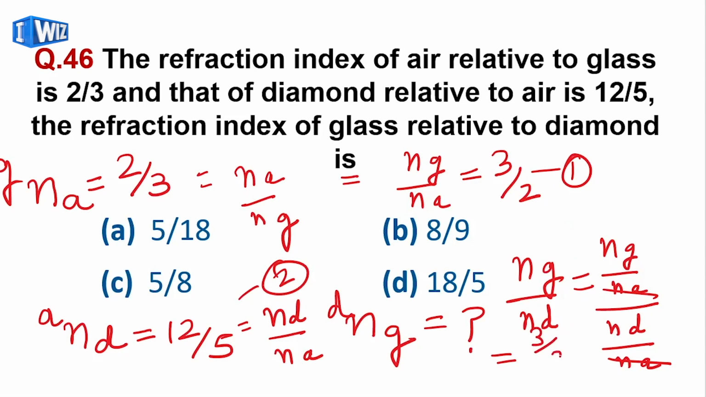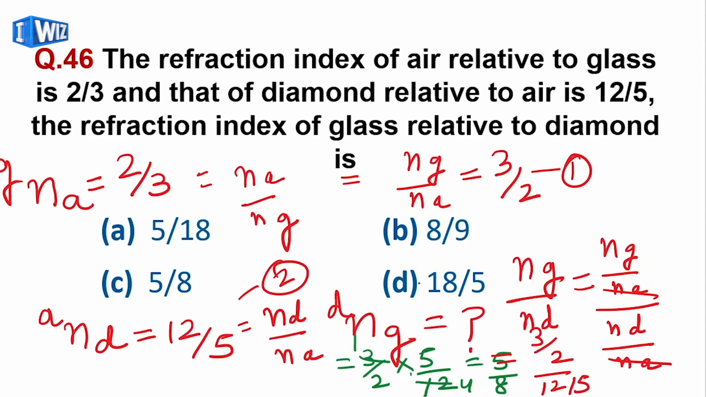So when you divide 3 by 2 with 12 by 5, what will you get? 3 by 2 times 5 over 12, 3 ones are 3, 4s are 12. So 5 by 8 is the right option. So just take it 5 over 8.